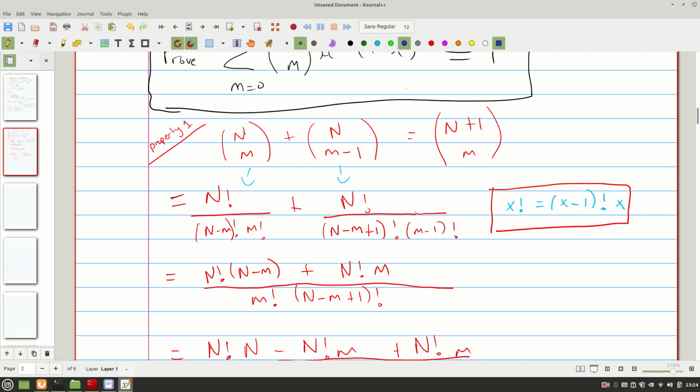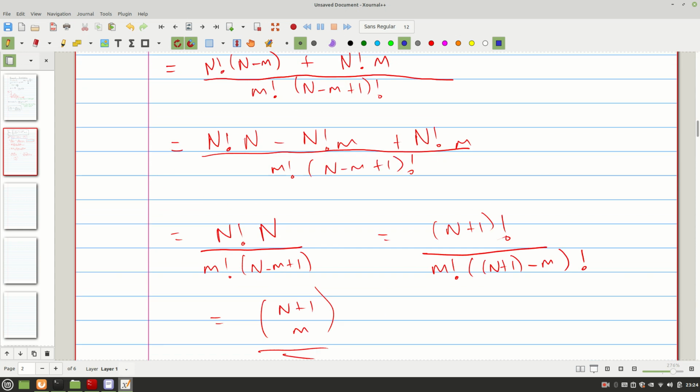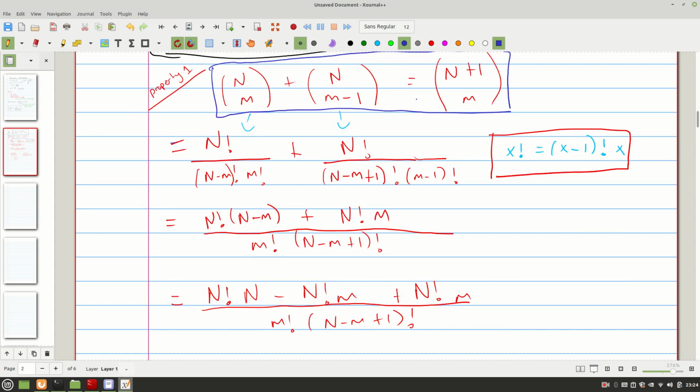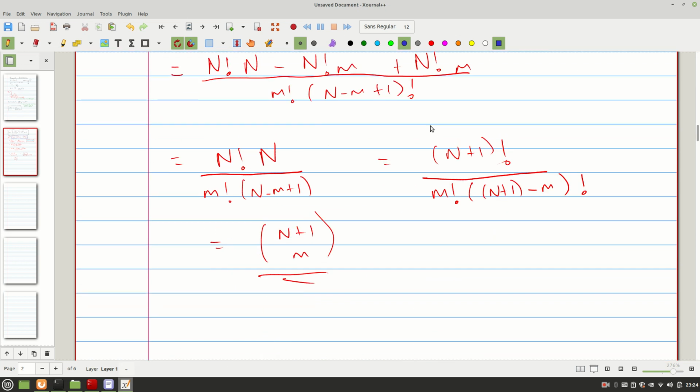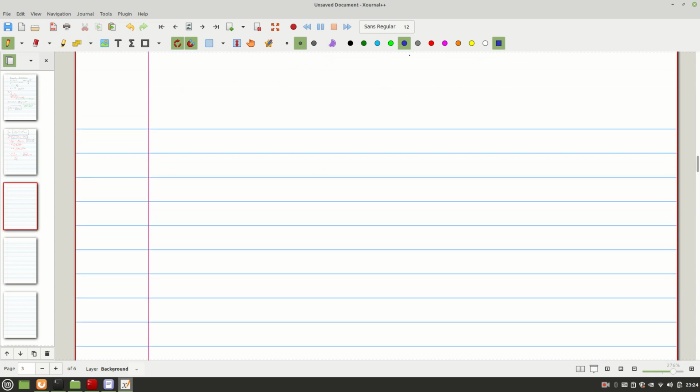Let me highlight it in blue. We've proven our first property here, because we reached this answer. So because we've proven this property, that means we're going to make use of it during our proof. Okay, so moving on to our second property.